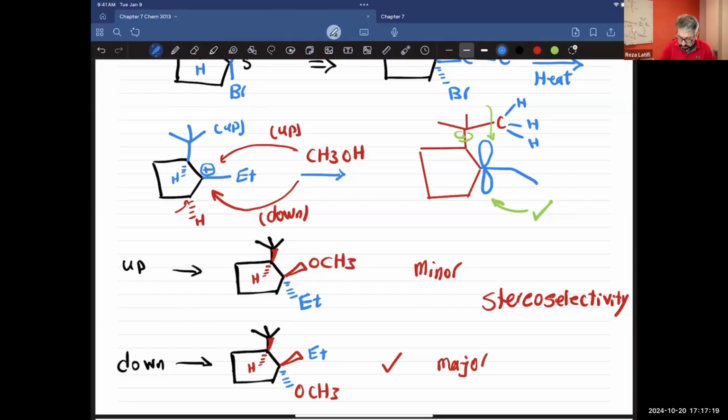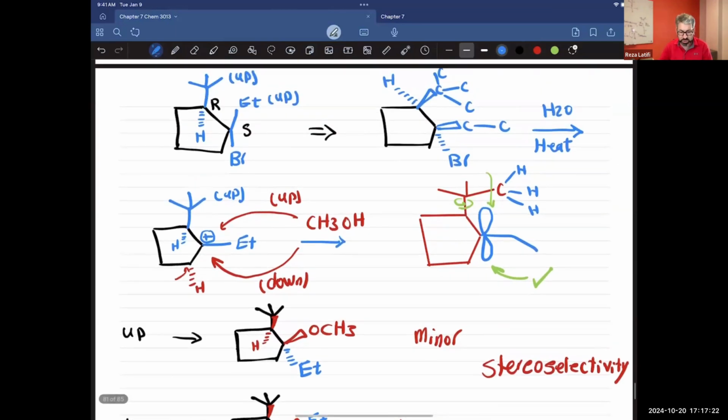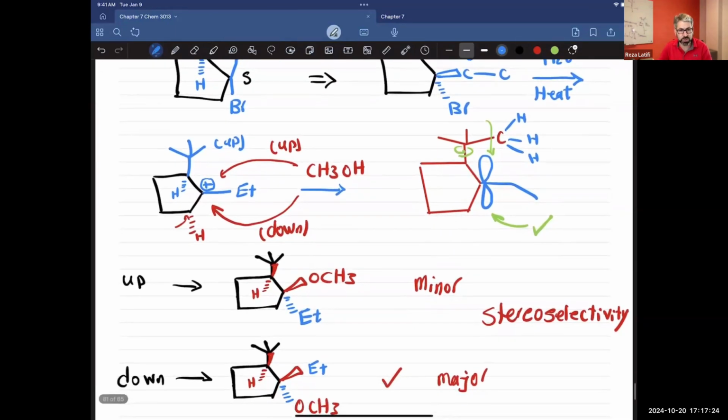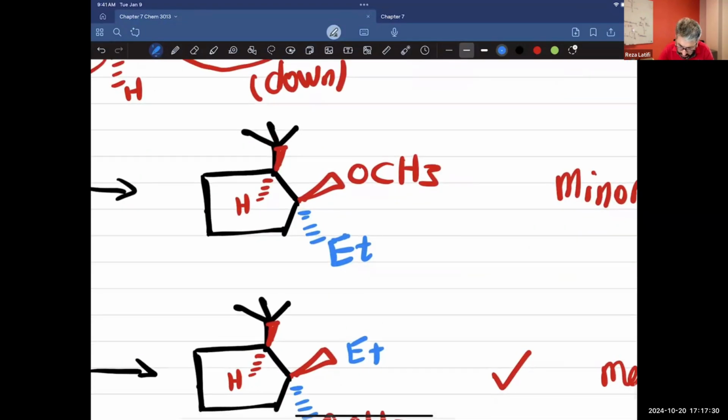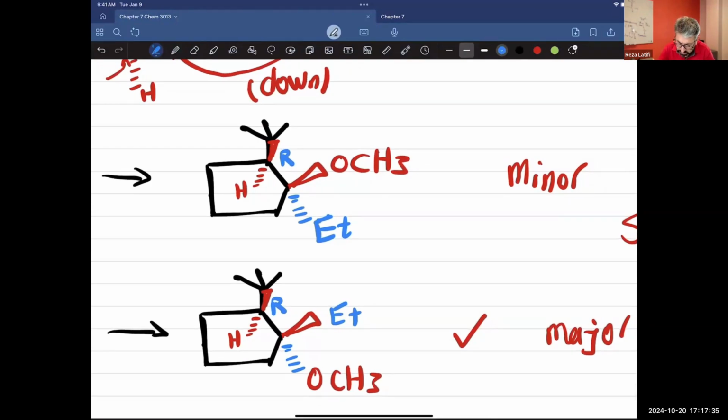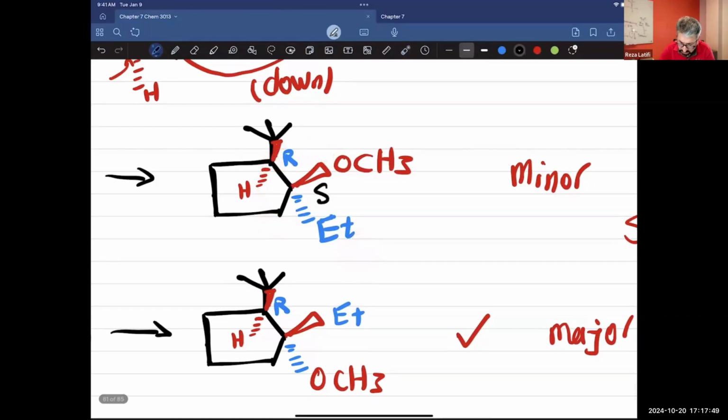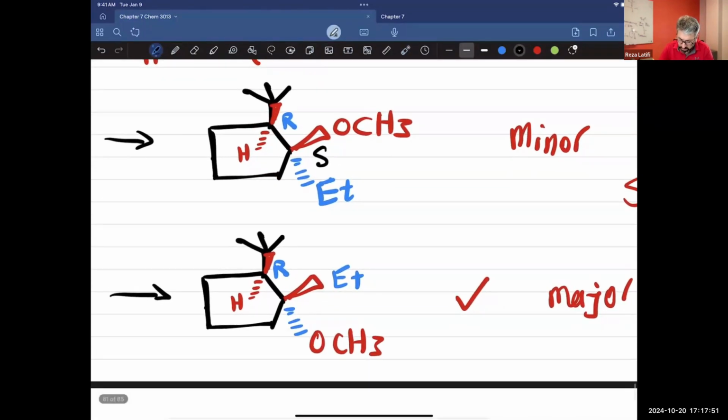And before I stop this lecture, I want to show the R and S for the product. So here we said the starting compound, we had R there. So R here, we did not change the R. Now the second one, we're going to get here 1, this is going to be 2, this one will be 3, and this one will be number 4. So 1, 2, 3, that's going to be S. So we get S here, and if you flip the position of the ethyl with the methoxide, then the configuration is going to be R.